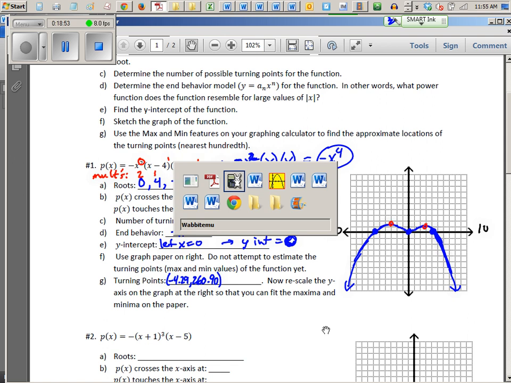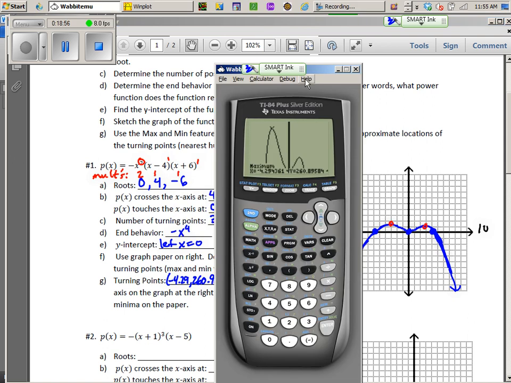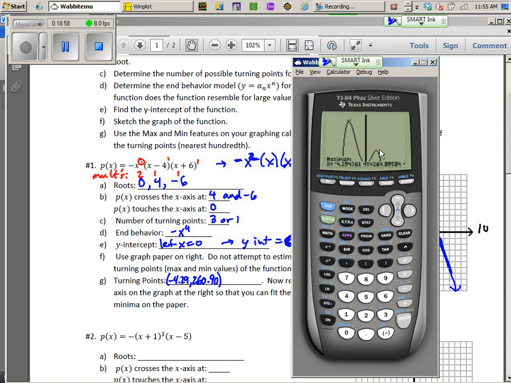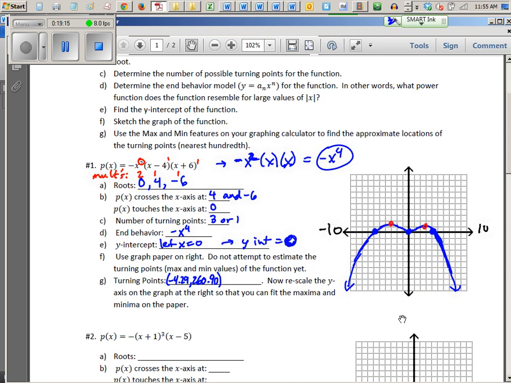Let's go back to our graph. I have another point I'm interested in, this other peak. So let's run through that wizard again. Second calc, maximum. This time I know it's somewhere between 0 and 4, so left bound 0, right bound 4. Guess, no thank you. It's at 2.79, 82.79. So I'll write my answer a little bigger so you can see it.